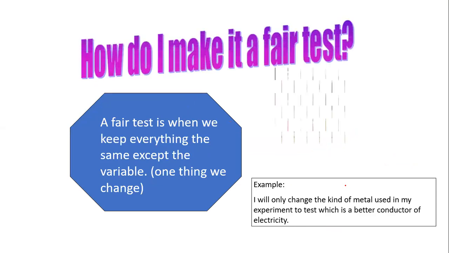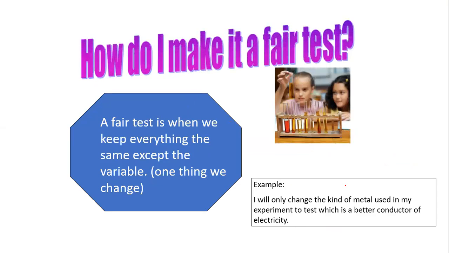Next, how do I make it a fair test? A fair test, okay, meaning you have eliminated the biases. Okay, so there is no bias in your actual experimentation. So a fair test is when we keep everything the same except the variable. So everything is constant. So this fair test could be attributed to your controlled variable. That is why the controlled variable is important.